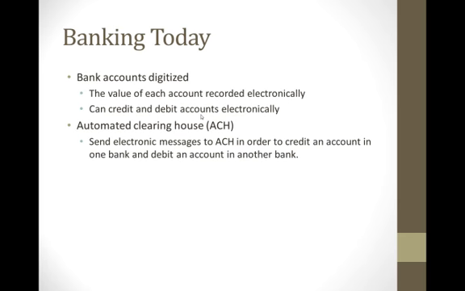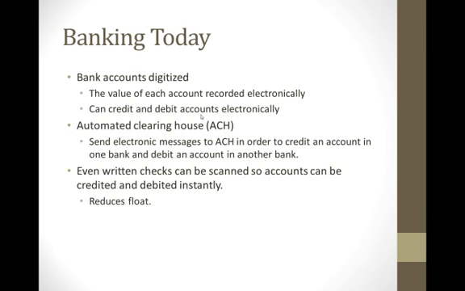So the automated clearinghouse is now, instead of a big building, a bunch of computing systems. When we want money from one bank to send it to a different bank, it goes through the automated clearinghouse. So we can credit an account in one bank and debit an account in another. Very, very sweet, right? Even written checks can be scanned, so accounts can be credited and debited instantly. Which reduces the concept of float, which is money that's sitting out there.